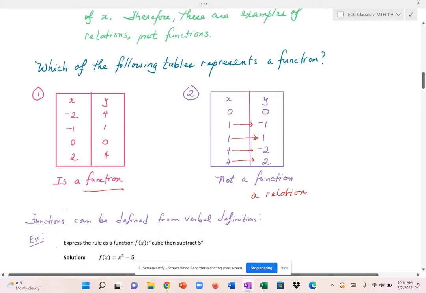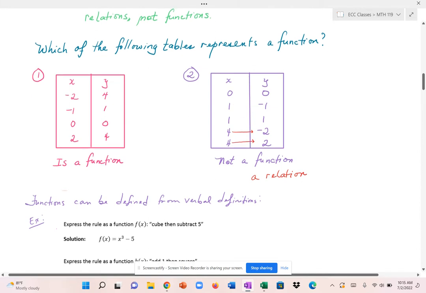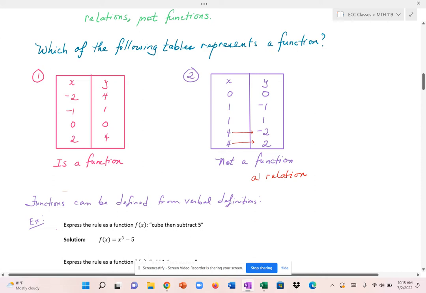Okay, you can also define functions from verbal definitions. So in other words, you'll be given words and we're going to state it in mathematical notation using functional notation. So in the first one, it says to express the rule as a function f of x: cube, then subtract 5. So x is my independent variable. So cube it, and then subtract 5. So my function would be x to the third minus 5. So that's a translation of those words.